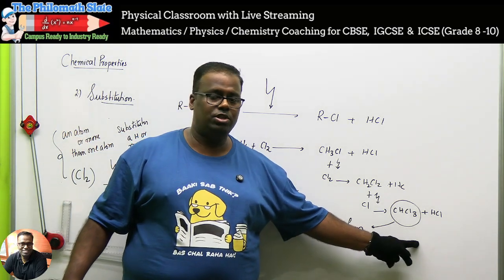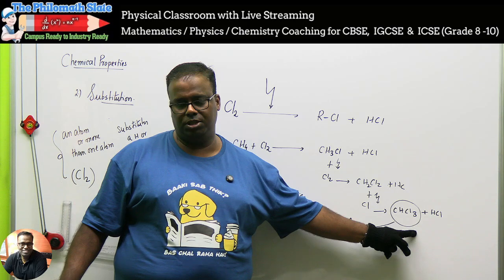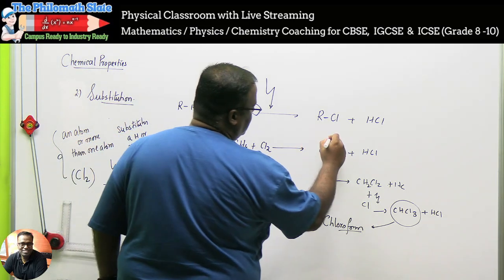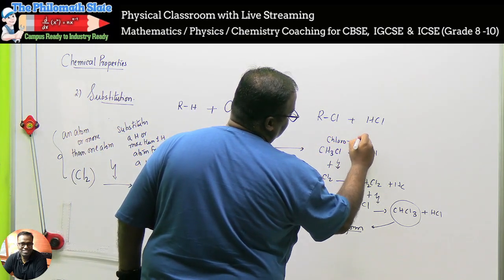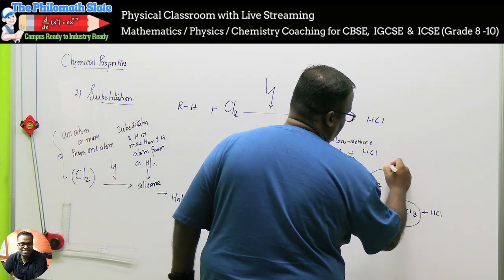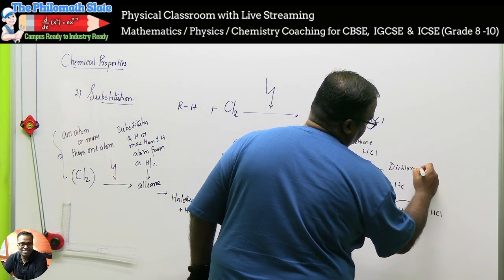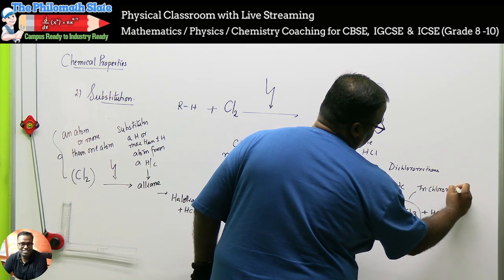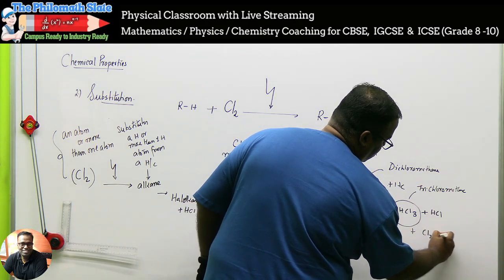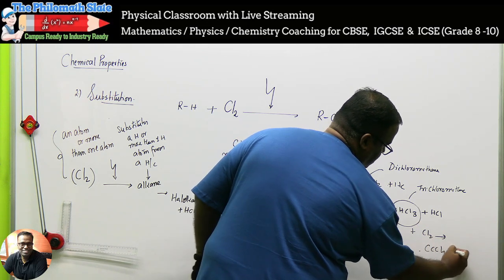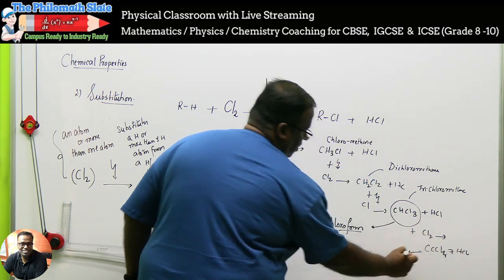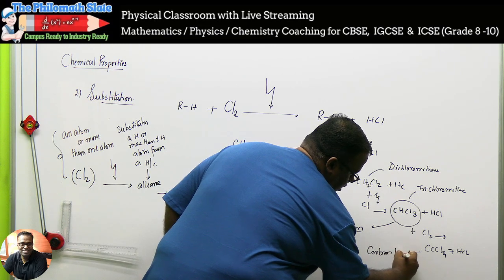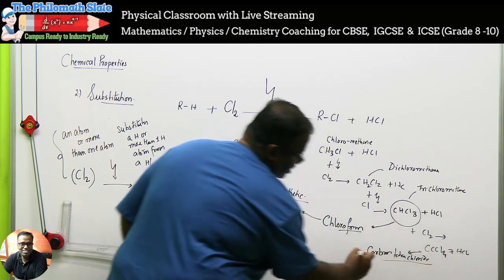What will be the IUPAC name of this product? Trichloromethane. This is what? Methane. The IUPAC name of this one will be chloromethane. Okay. This will be dichloromethane. And this will be trichloromethane. And this again can further react with another chlorine molecule producing CCl4 plus HCl. This is known as carbon tetrachloride. This is the lab reagent.